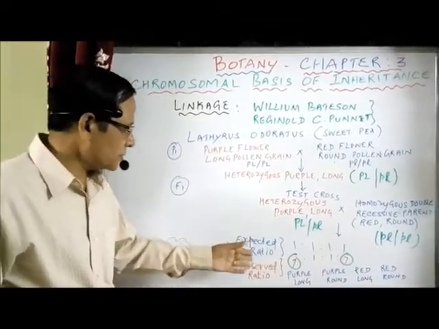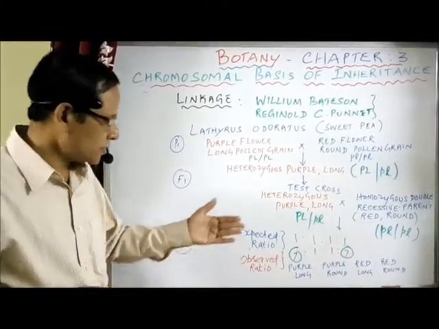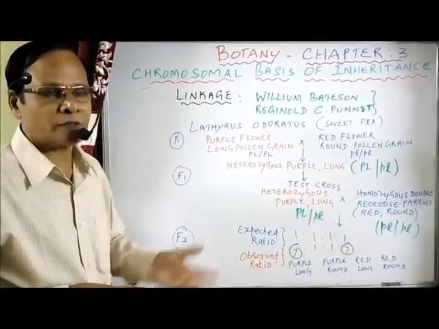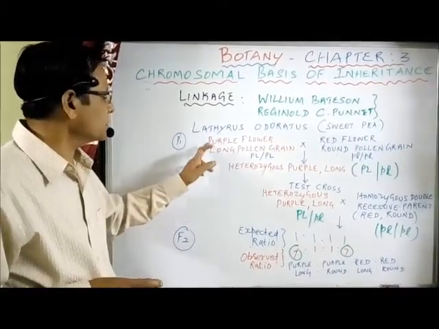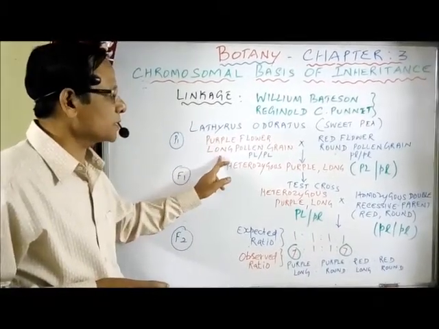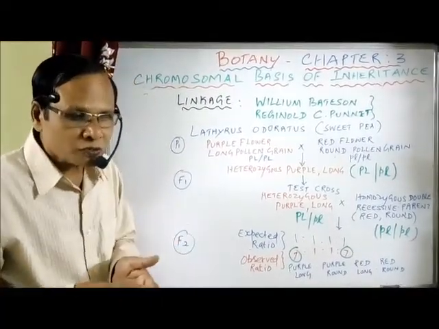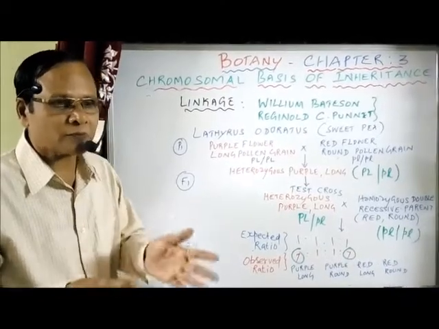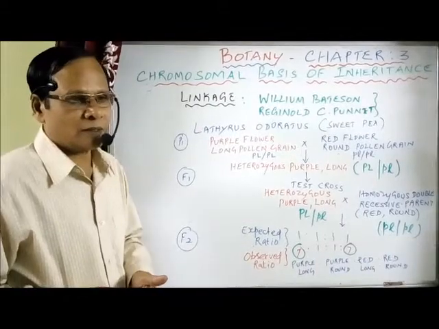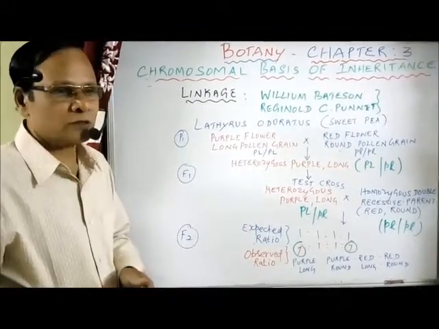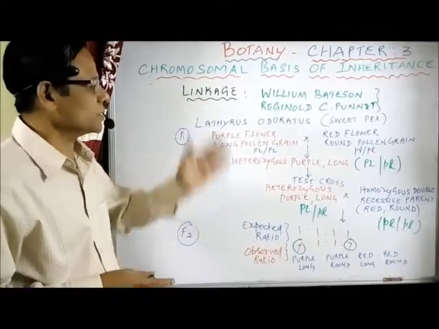So we have increased parental combinations. It's not a complete linkage. There are more parental combinations than new combinations. So that's why they concluded that the genes for purple flower color and long pollen grain, and the genes for red flower and round pollen grain, were found close together on the same homologous pair of chromosomes. This tendency of genes to stay together during the separation of chromosomes is called linkage.